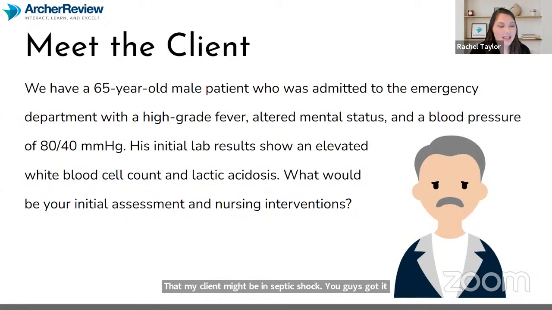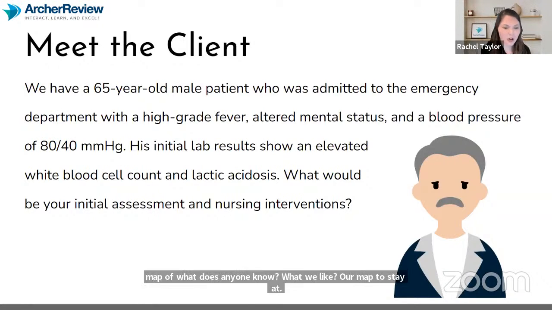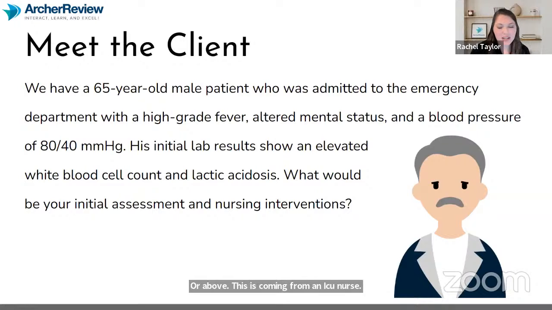My initial assessment, well, what do I want to look at? I need to see what vital signs are doing. I'm going to be watching that blood pressure pretty closely because when my MAP gets too low, my vital organs are no longer being perfused. And we want a MAP of what? Does anyone know what we like our MAP to stay at or above? This is coming from an ICU nurse. Anyone know? So I'm seeing some different numbers here. Some are saying 60, some are saying 70. We really like 65 and above.